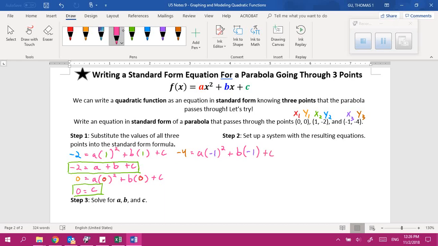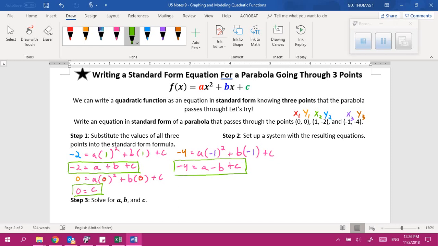It's going to be negative 4 equals, what do we need to do here first? Square it. So if I square negative 1, what's that? 1. And then what's 1 times a? A. So it's going to be a. Then what's b times negative 1? Negative b. So we're going to put minus b and then plus c. And so there are my 3 equations right there. So we used all 3 points, right? And we got 3 equations.